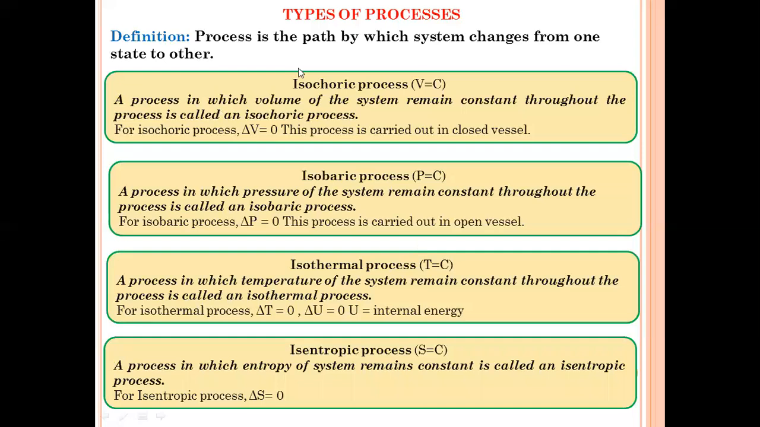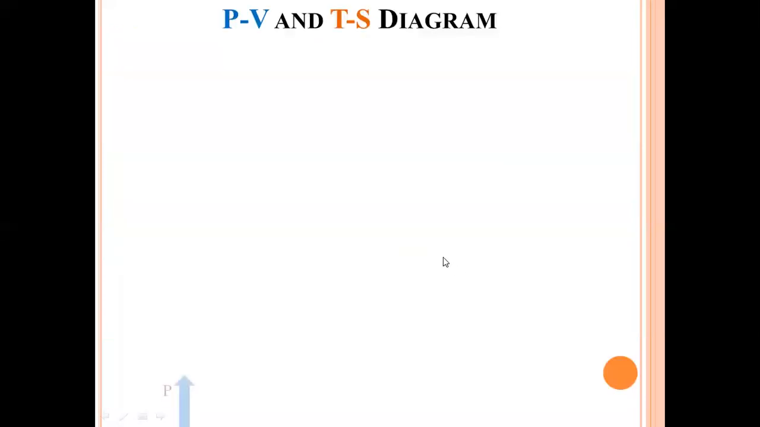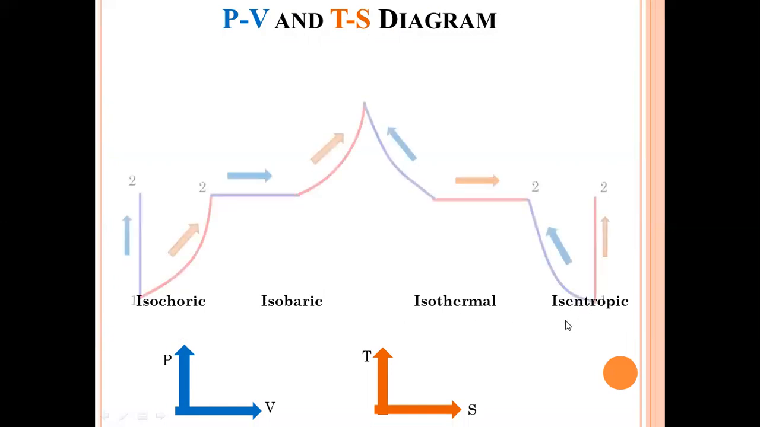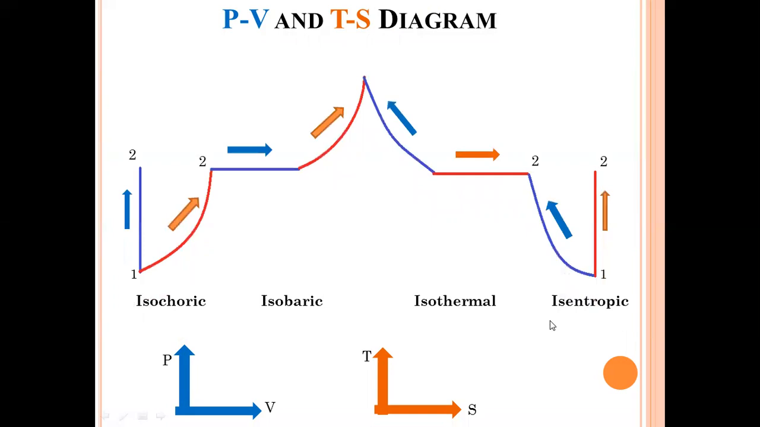To plot the PV and TS diagram for the isochoric process, isobaric process, isothermal process, and isentropic process, let us assume the blue line indicates the PV diagram and the red line indicates the TS diagram. So these are our four different processes: isochoric, isobaric, isothermal, and isentropic. This is how we can plot the PV and TS diagram.